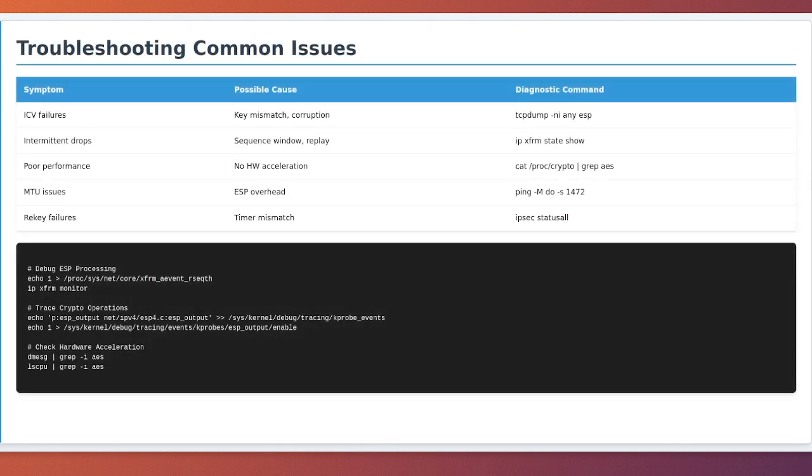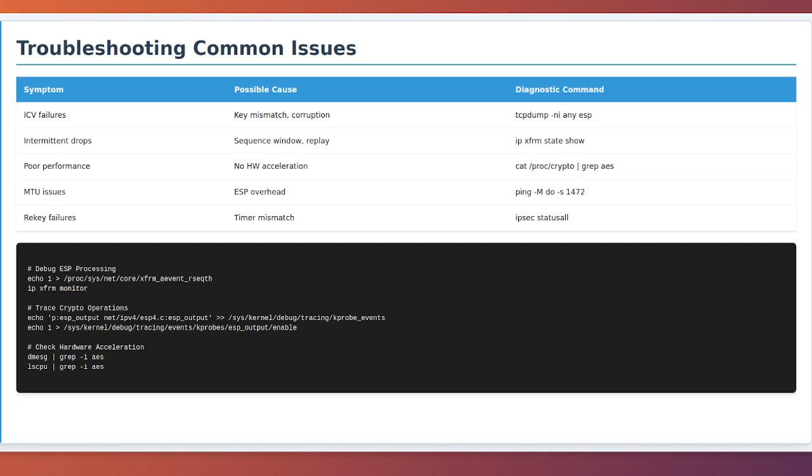Troubleshooting ESP with AES-CTR requires a systematic approach and deep understanding of how the protocol works. Over the years, I've encountered numerous issues in production deployments, and I want to share the most common problems and their solutions. These troubleshooting techniques will save you hours of frustration when your VPN isn't working as expected.